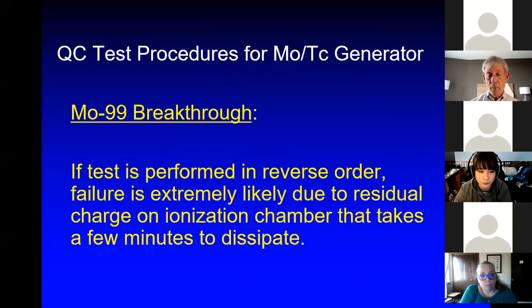And here's your question. Does it make a difference? And the answer is yes, it does. When you put a large amount of technetium from a generator, let's say 1 or 3 or 5 curies, it leaves a huge charge on the ionization chamber. It takes literally 2 to 5 minutes for that charge to dissipate. We're not waiting 2 to 5 minutes, we're waiting 10 seconds. So if you do it in reverse order, the likelihood of failure is probably over 90%. You must do the moly first and the technetium second.